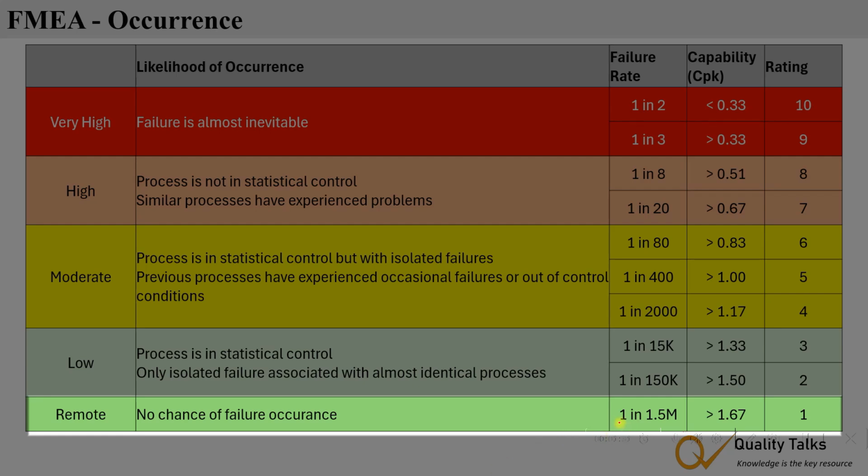Now let's discuss occurrence rating 1. Failure rate is very low, 1 in 1.5 million, and process capability is more than 1.67. Then the occurrence rating is 1, the lowest. Here, as a process, there is no chance of failure occurrence. If there is no chance of occurrence, then we can say the occurrence rating is 1.